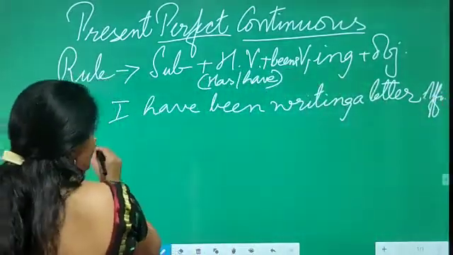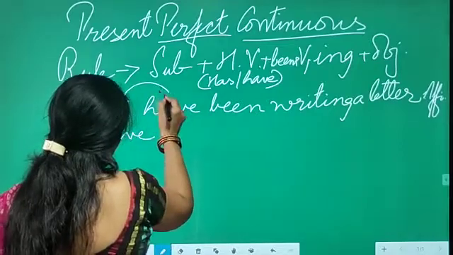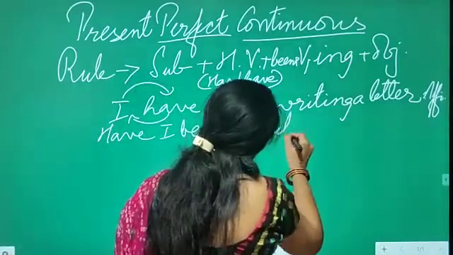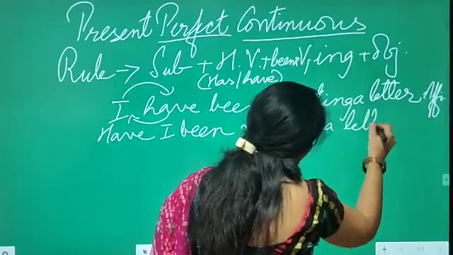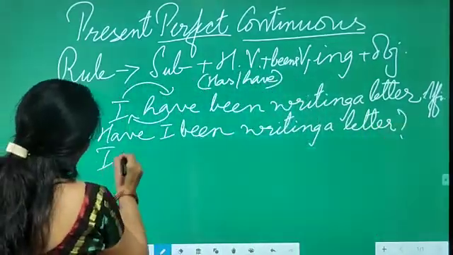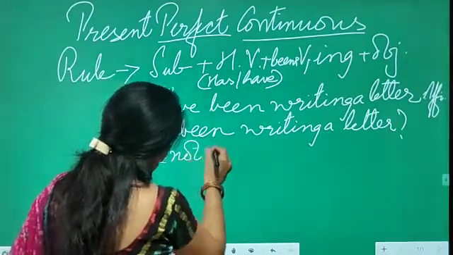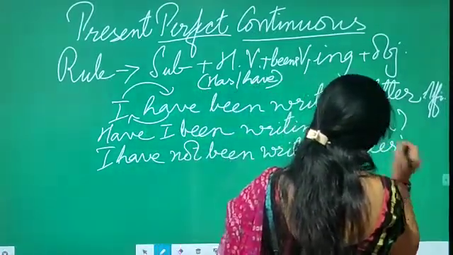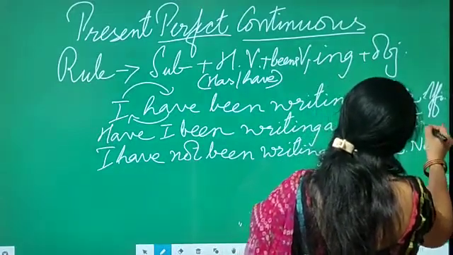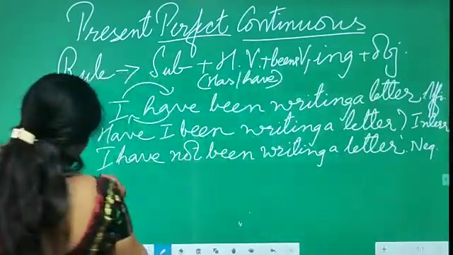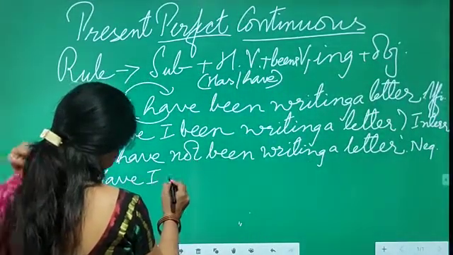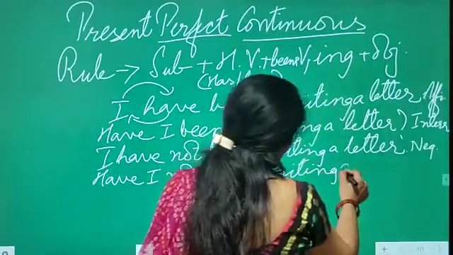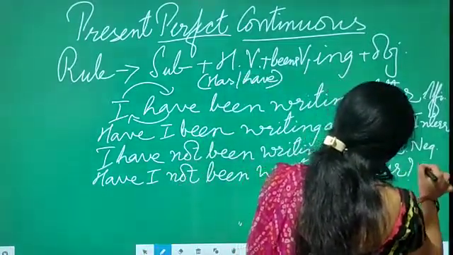Now my interrogative sentence. Again we have to change the position here. Have I been writing a letter? Then my negative sentence, I have not been writing a letter. This is my negative sentence, this is my interrogative sentence. Now the negative interrogative, have I not been writing a letter? This was my negative interrogative.